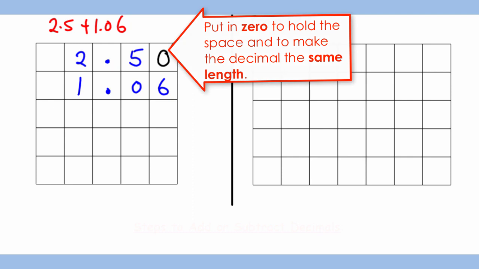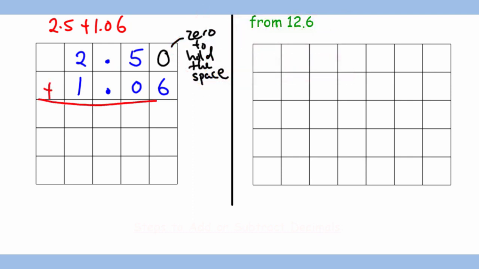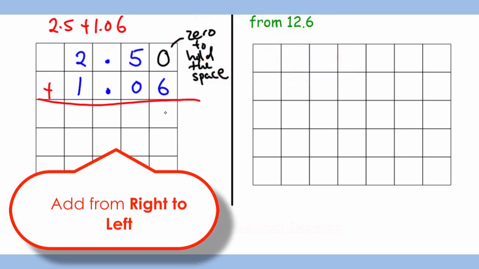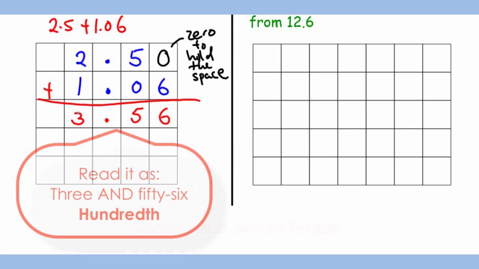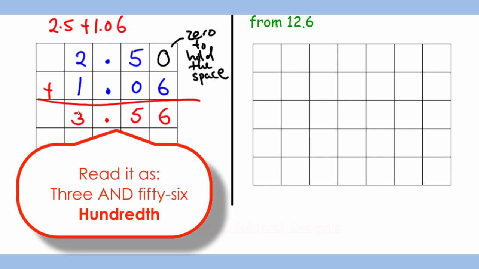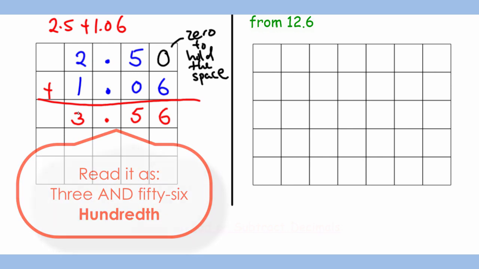to hold the space. And to add them, you go from smallest place value to the largest place value, which results to be 3.56. So to read this, we get 3 and 56/100ths as our answer.